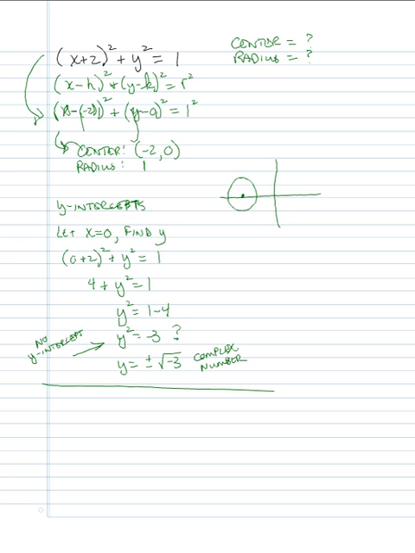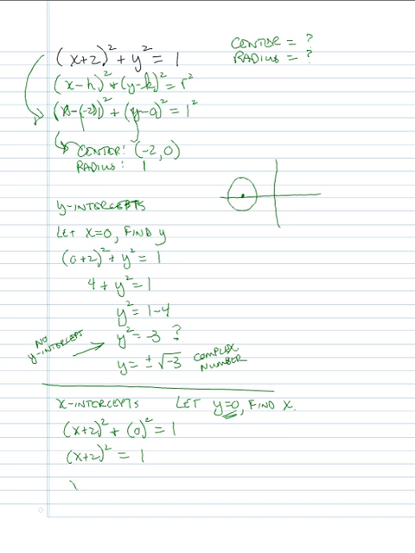Now we can look above and see that we actually do have 2 x-intercepts, don't we? So if we were calculating the x-intercepts, what would we do there? Well, we would let y be equal to 0, and we would find x. So in this case, we would have (x plus 2) squared plus 0 squared, we're letting y be 0 right there, is equal to 1. And so this would just end up being (x plus 2) squared is equal to 1.